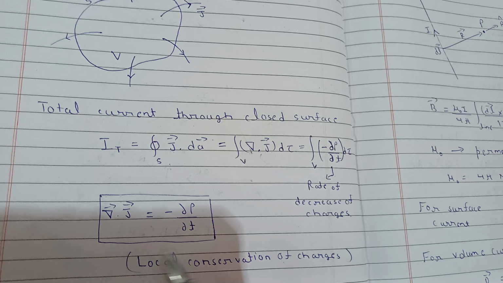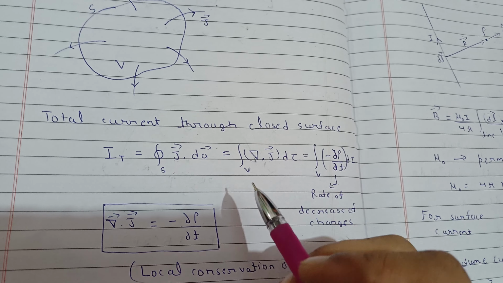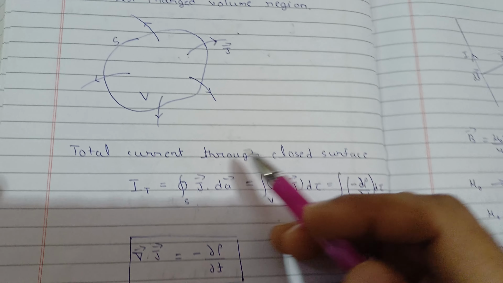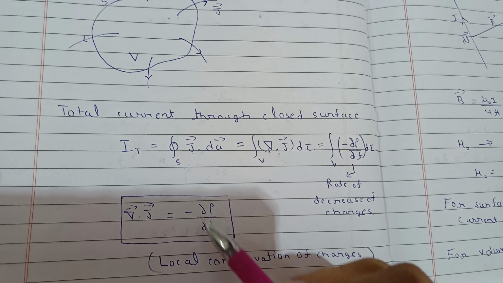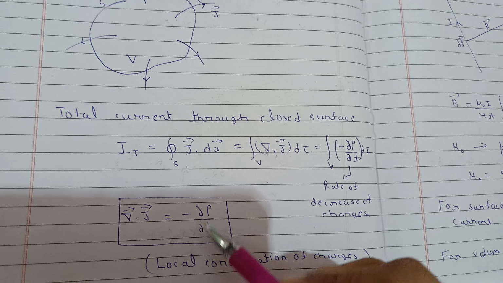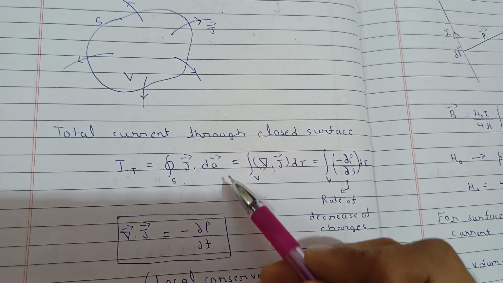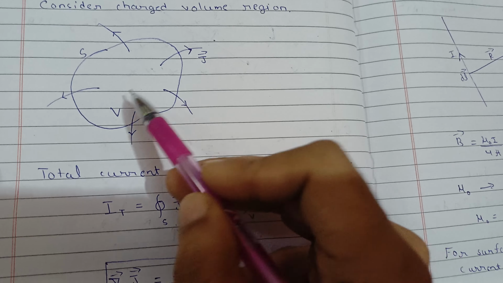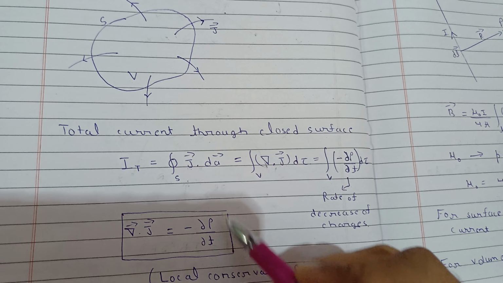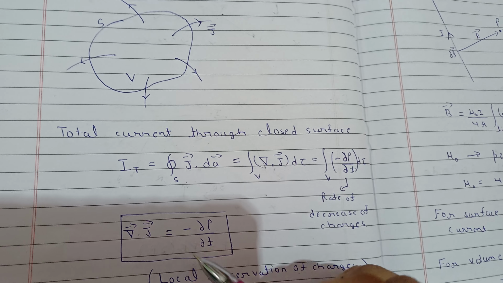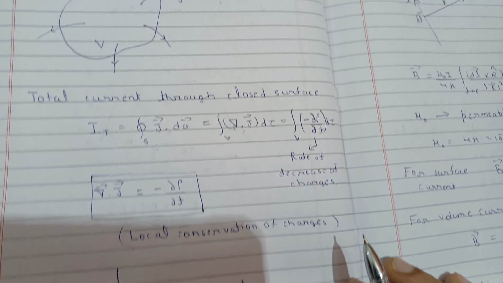Now see, this equation is called the continuity equation, and it represents the local conservation of charge. When charge is going outward, divergence is positive. The density is decreasing, so it gives a negative sign, and ultimately it is positive. So for charge going outward, divergence is positive, and that is what divergence represents. Now if the charge is coming inward, then it is converging, and the divergence will be negative. That's how you can see the property of divergence.